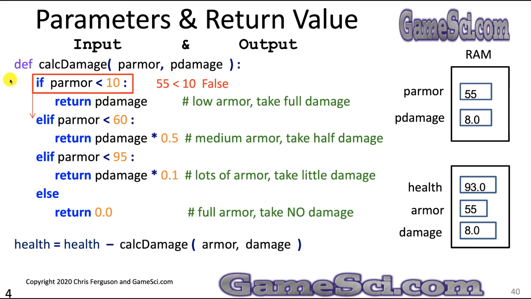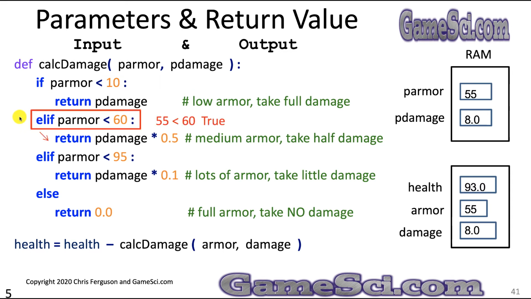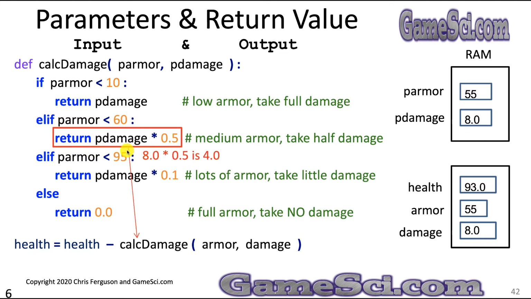Inside the function, let's start executing the code. If p-armor is less than 10, that evaluates as 55 less than 10, and that is a false statement. What happens when a statement is false? We skip the indented code and we go to the else. In this case, this is an else if statement. Else if p-armor is less than 60 evaluates as 55 less than 60. 55 less than 60 is definitely a true statement, so we will execute the indented code. We'll jump inside this code and execute it: return p-damage times 0.5. We have a medium strength of armor, so we'll take half the given damage.